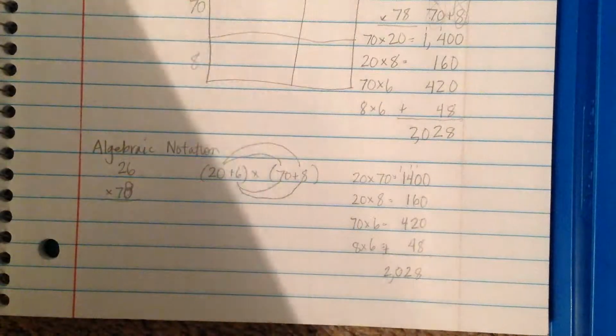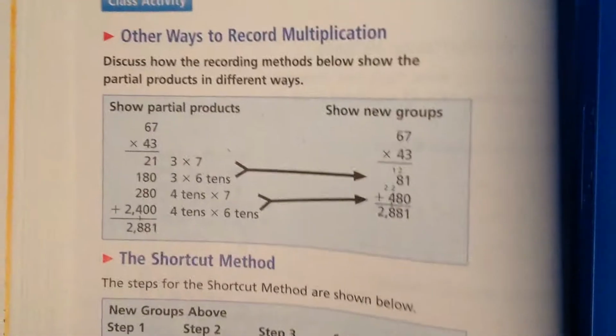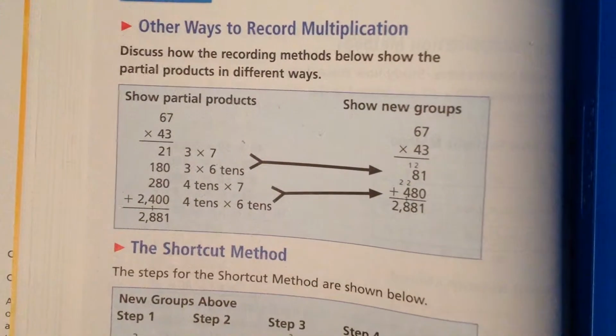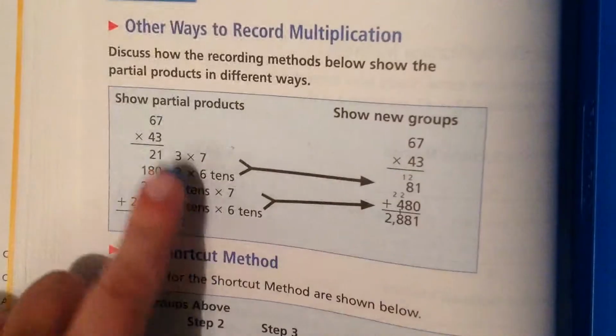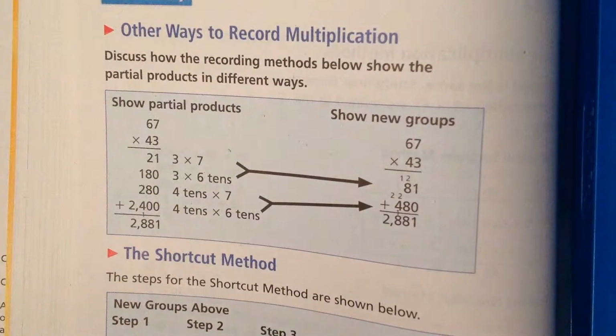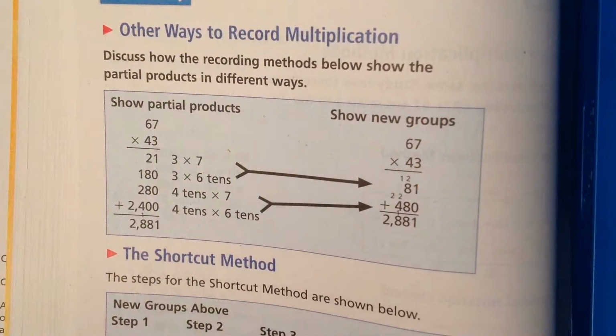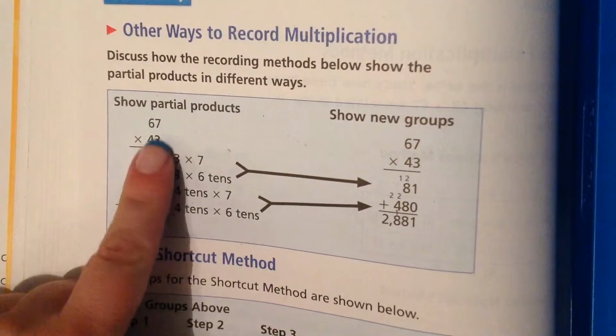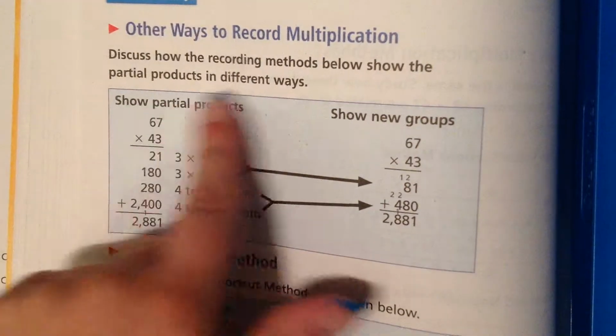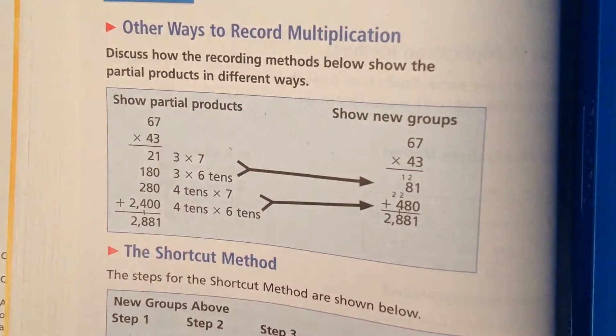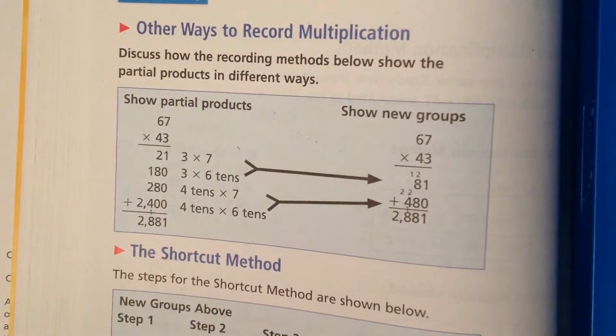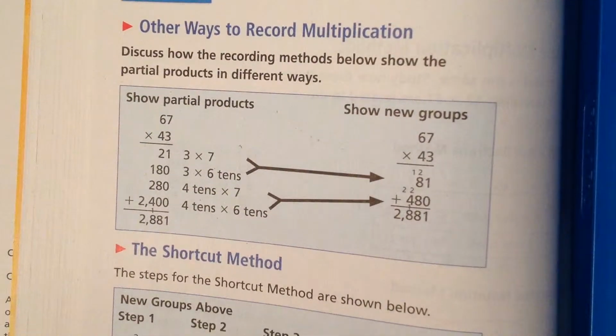Remember, there's two other methods to do, and on the back of page 71 are other ways to record multiplication. This is using partial products. So again, I'm doing the same thing I did in the place value section or the expanded notation. I'm just showing my equations out to the side, and there's no area model. Okay? And then I'm showing my new groups like we do for addition.